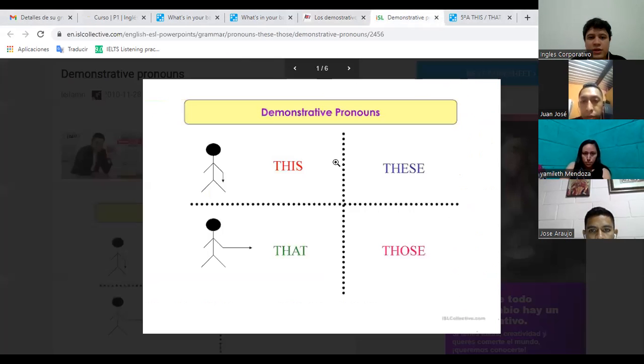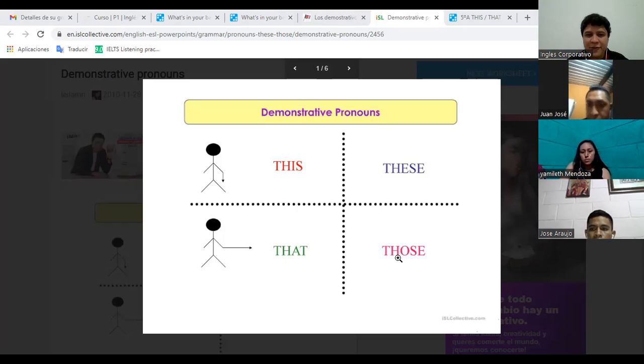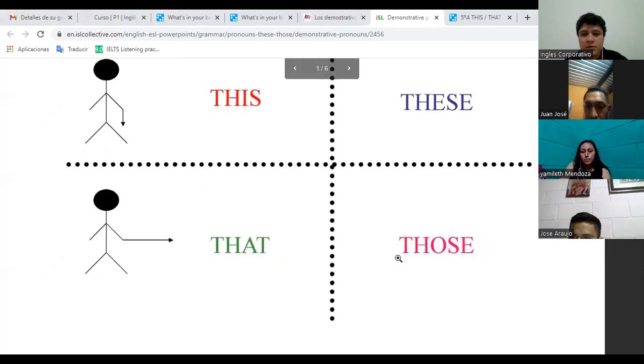Now, let me move on, ok? Let me show you this one, ok? So, tenemos esto, right? This. This, algo que está aquí, right? Una cosa que está aquí. Ahora tenemos these, algo que está aquí, pero son varios, right? These. Ahora tenemos that, una cosa que está lejos. Y tenemos those, varias cosas que están lejos, right? ¿Vamos cayendo, chicos? ¿Vamos entendiendo? Yes, no? Perfect.